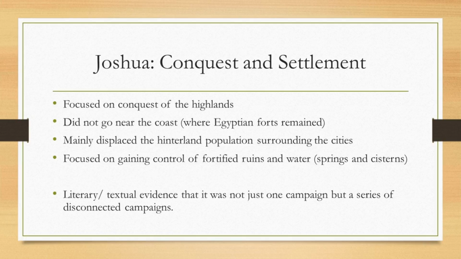Now, one of the first things that they did, they came in from the east side of the Jordan, they crossed the Jordan, and the first place that they try to gain control of is Jericho. Now, to be clear, generally their goal was not to take over cities. They were still looking to live in the hinterland, but they needed control of the water.